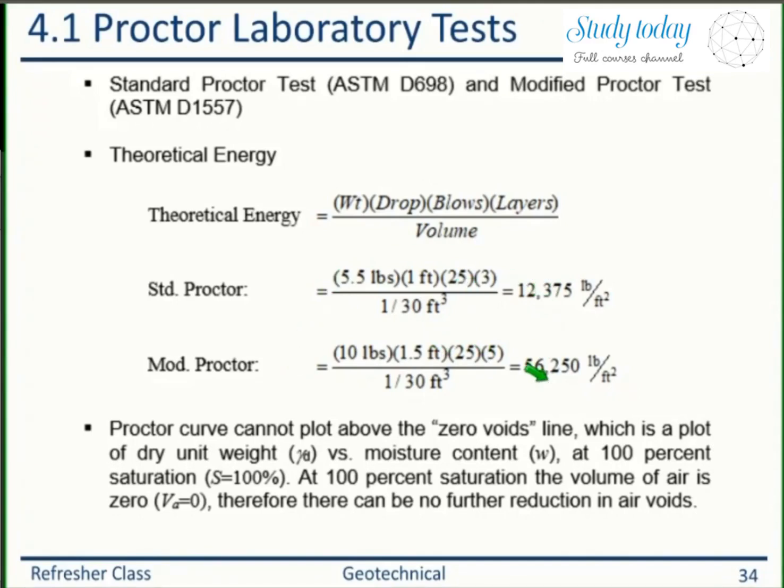And you can look at the theoretical energy here. You will have about 4.5 times the energy for the modified Proctor compared to the standard Proctor. Okay, so you can obtain the gamma D versus moisture content relationship in the lab by performing the Proctor test. That could be your standard Proctor or modified Proctor.